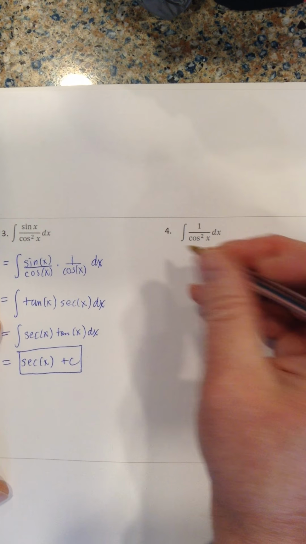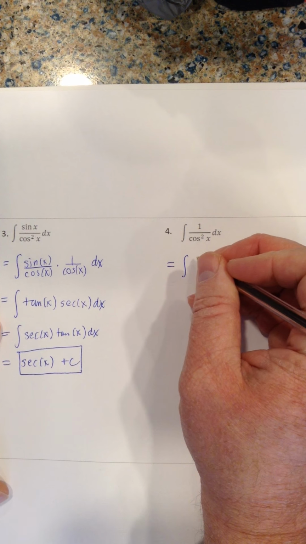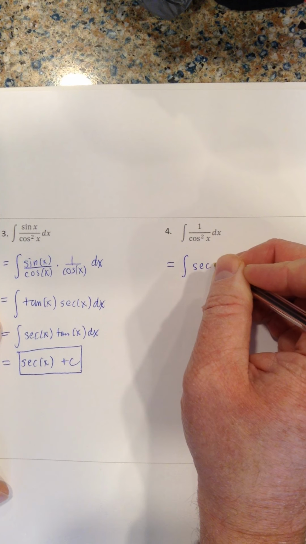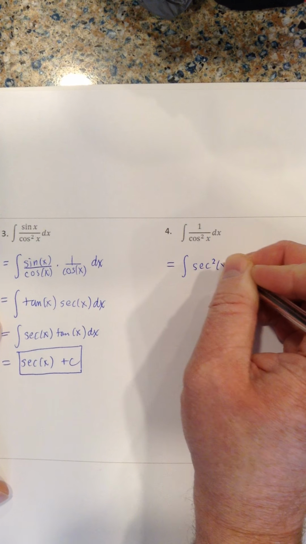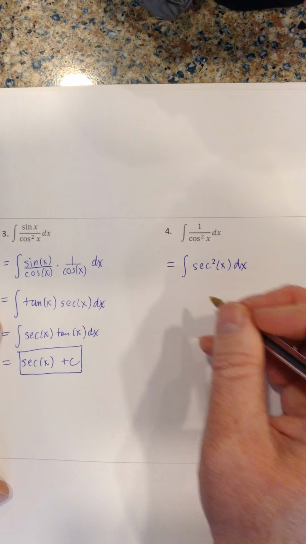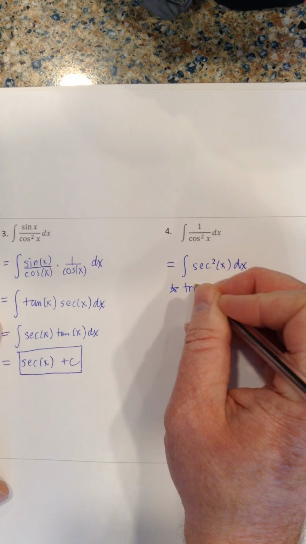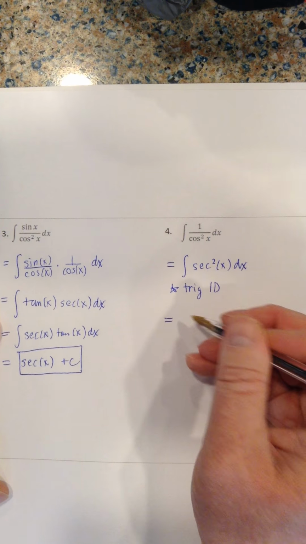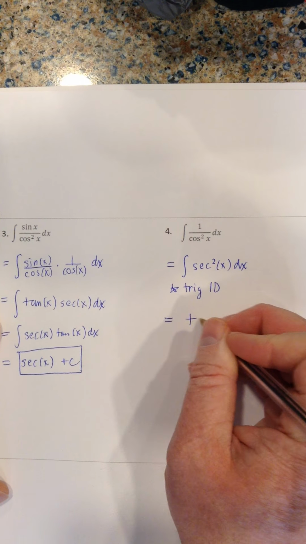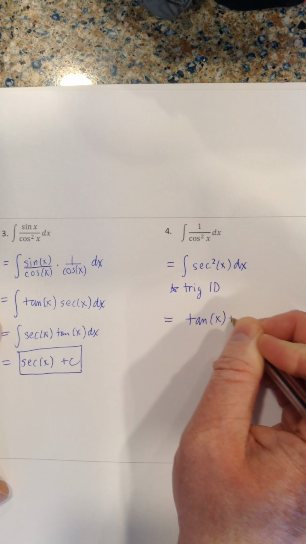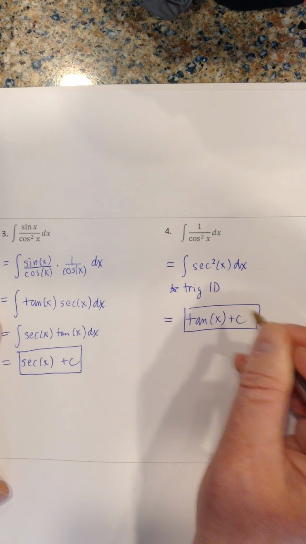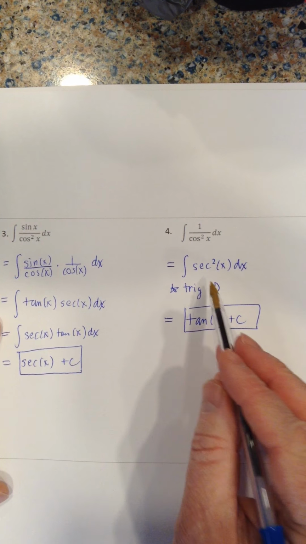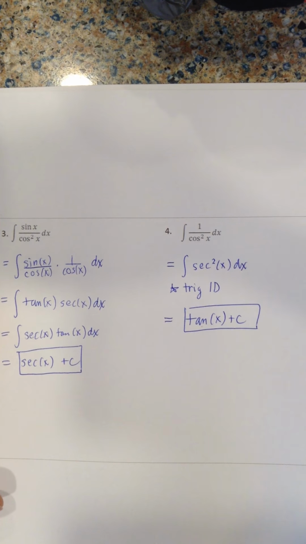Alright, number 4. I don't have a rule for that one either, but I recognize by my trig identities that that's secant squared of x dx. And again, you gotta know your trig IDs, okay? And the integral of secant squared x dx by rule is tangent of x plus c. And again, I could check that: derivative of tangent is secant squared, which is 1 over cosine squared, so I'm good.